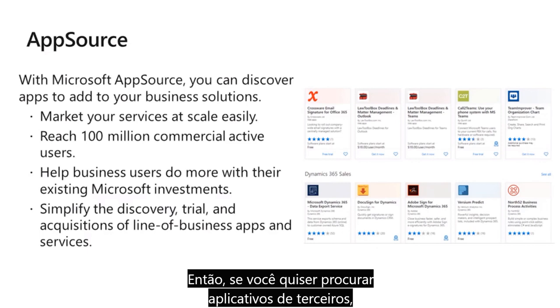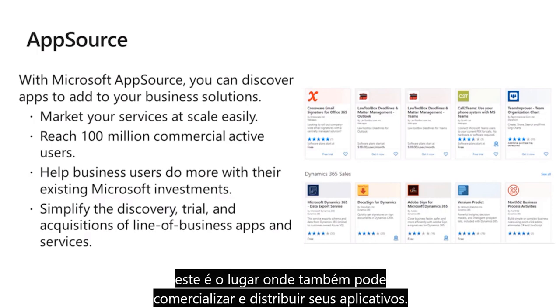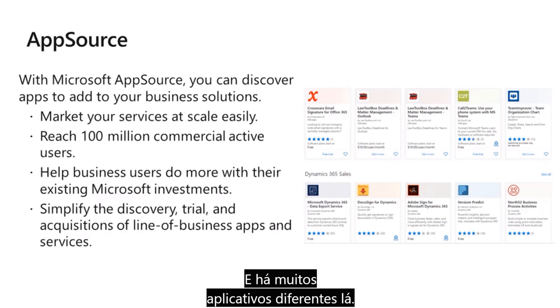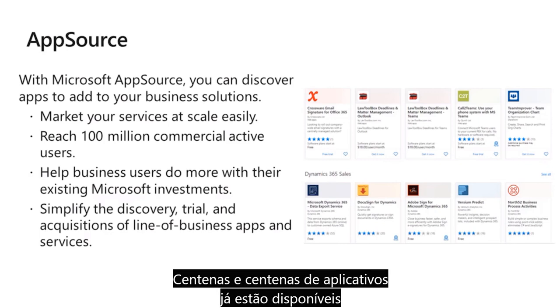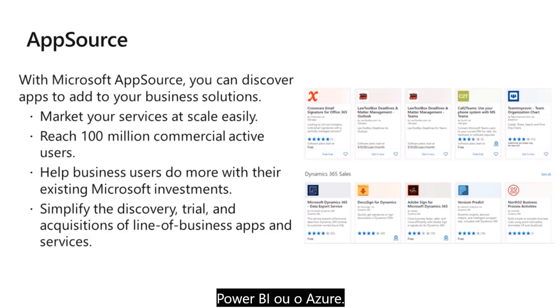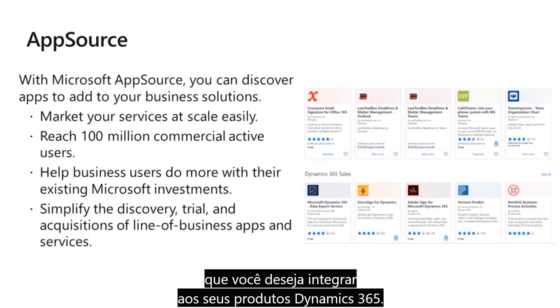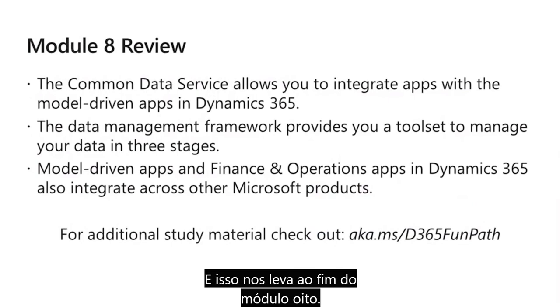If you want to look for third-party applications, AppSource is the place to go. And if you develop apps, this is the place where you can also market and distribute your apps. There are hundreds and hundreds of apps already available that work with Microsoft Dynamics 365, Office, Power BI, or Azure. So this is really the go-to place for anything app-related that you want to integrate with your Dynamics 365 products. And that brings us to the end of Module 8.